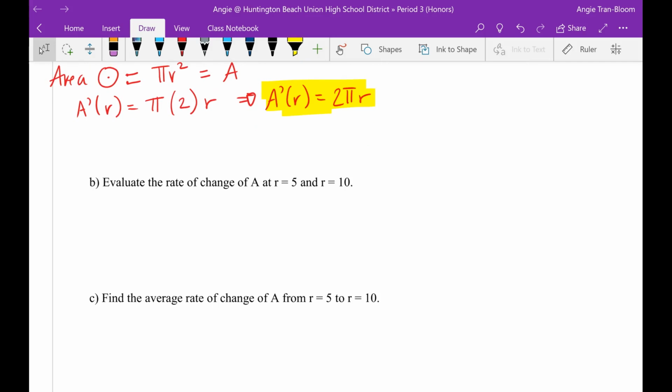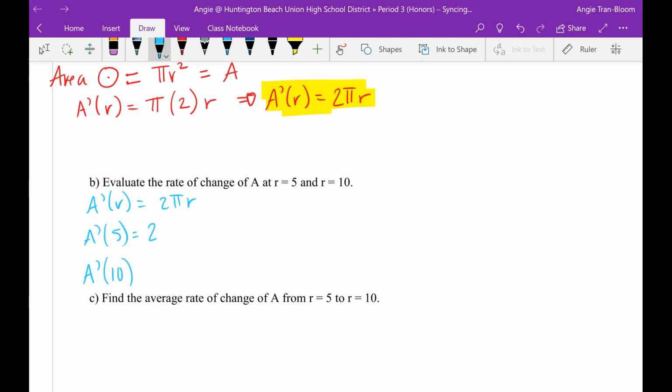B, evaluate the rate of change of A when the radius is 5 and when the radius is 10, okay? So that means evaluate the rate of change. You already found the rate of change, which is A prime of r equals 2 pi r. So it wants you to evaluate A prime of 5 and A prime of 10.